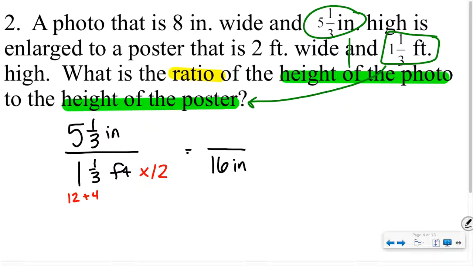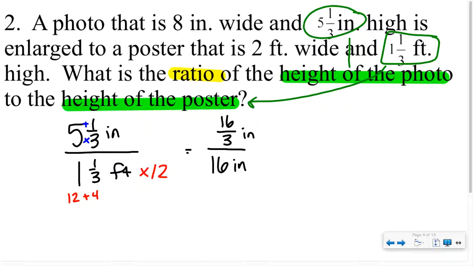Okay, that mixed number on the top, I don't really like mixed numbers. So let's turn it into an improper fraction. So when your numerator is bigger, take your denominator times the whole number, so 3 times 5. Add your numerator. So 5 1/3 is the same as 16/3. They're both in inches now.